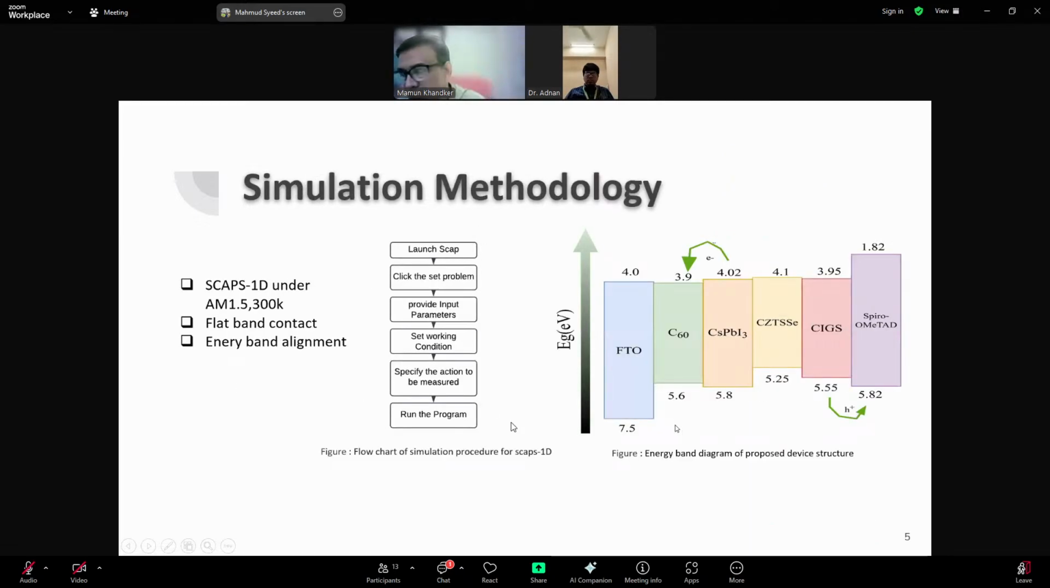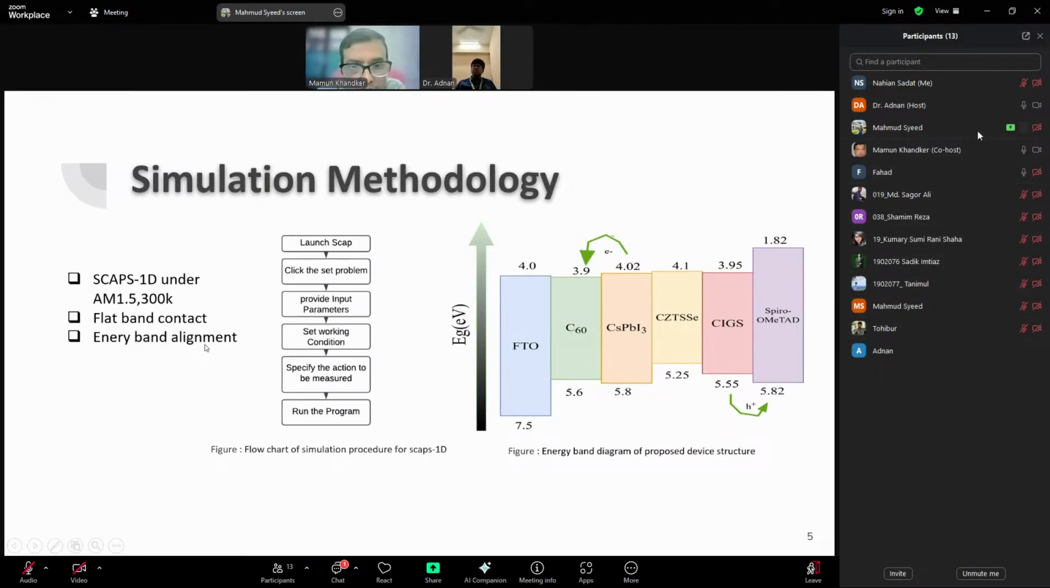Now, how did we simulate this triple absorber solar cell? Simulations were performed in SCAPS 1D under AM 1.5 illumination. Air mass 1.5 illumination means 45 degrees, that is, the light is not going directly or horizontally; it's going at an ideal state. We considered room temperature, 300 Kelvin. And as I said earlier, for avoiding complexities, we used flat band contact. And here's the energy band alignment.